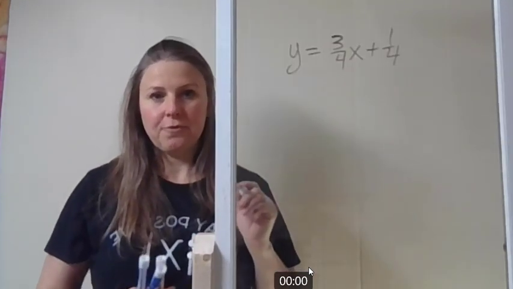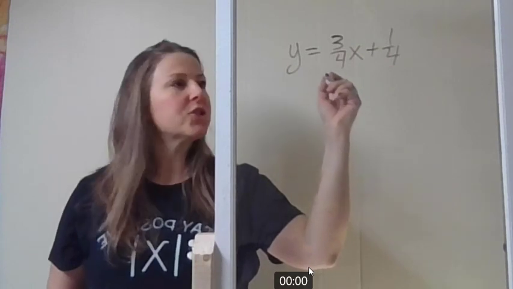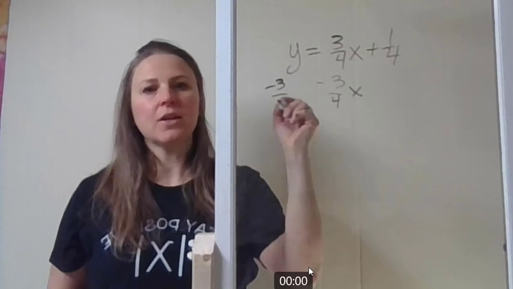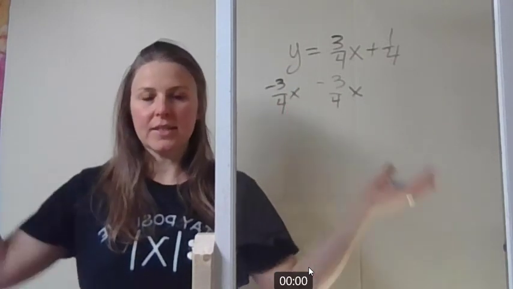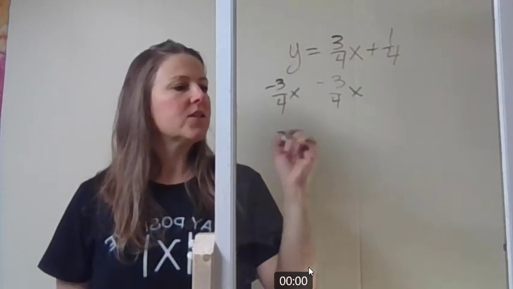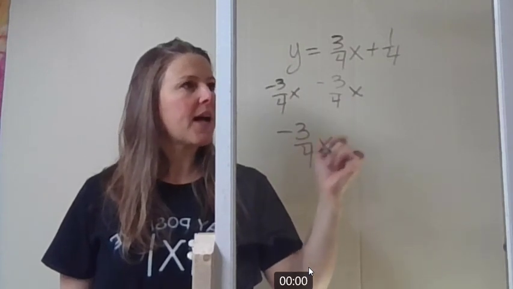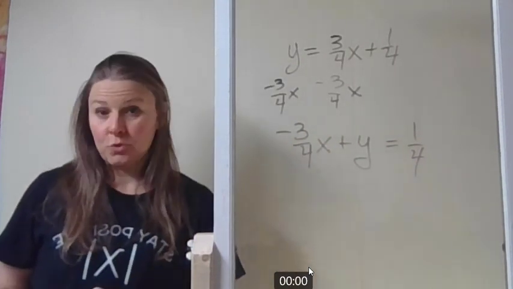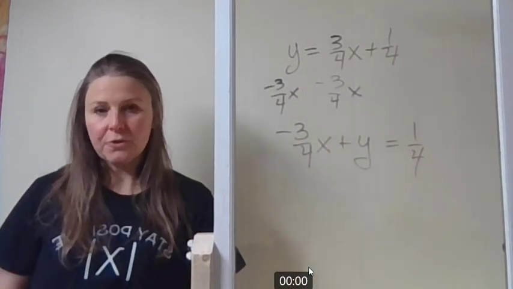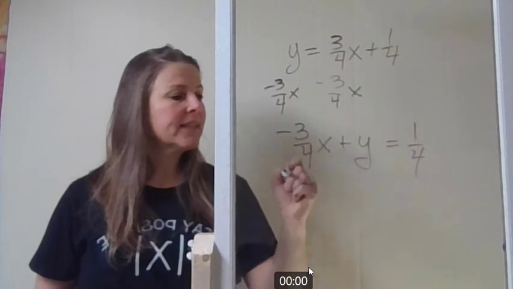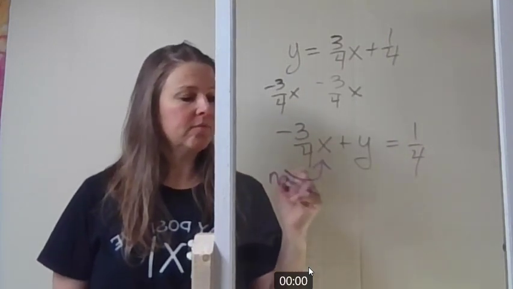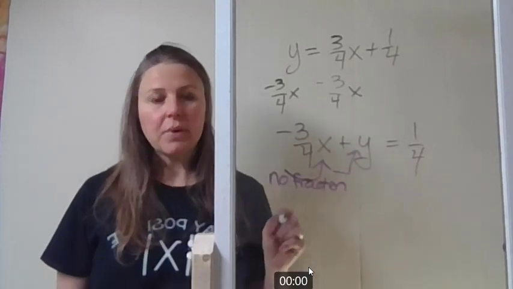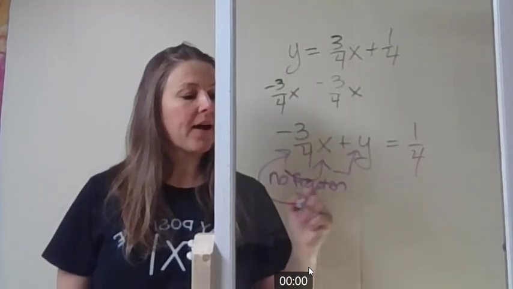Let's put this in standard form. So the first step would be to subtract the 3/4 x from both sides of the equation. We're keeping the balance, just like the teeter-totter, the coins and pouches. So negative 3/4 x plus y equals 1/4. Now that's great, but the proper standard form has x as no fraction. It also has y as no fraction, but it also has x as positive.